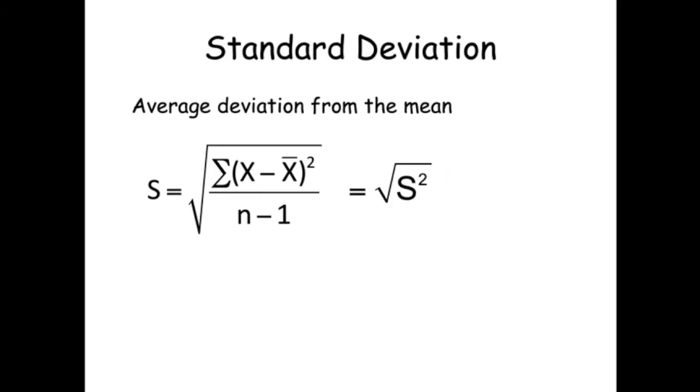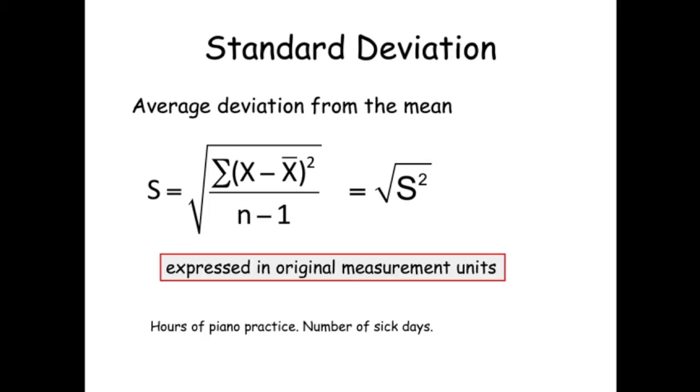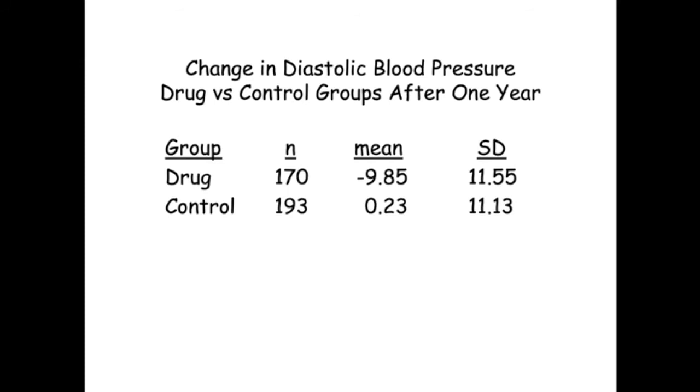The standard deviation is the square root of the variance and represents the average deviation of scores from the mean. It is expressed in original measurement units and is the most commonly reported descriptive statistic for dispersion. The best way to get a sense of both central tendency and variability is by comparison.